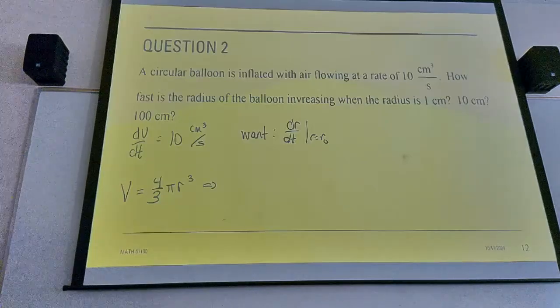Differentiate with respect to t. What do you get as a relation? So left-hand side becomes what?